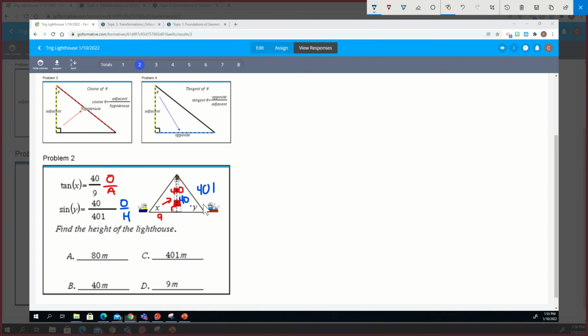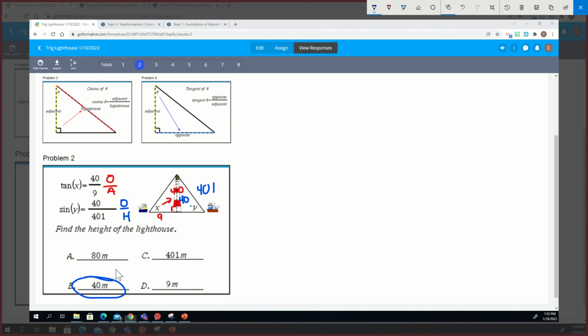Because it said, what's the height of the lighthouse? Well, tangent said the height of the lighthouse was 40, and sine said the height of the lighthouse is 40, so the answer has to be 40. They both said the same thing. So that's what you're going to do.